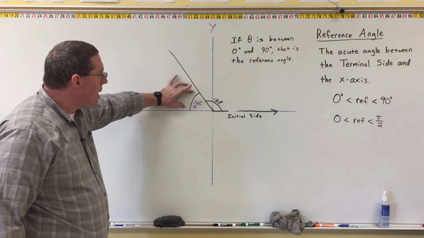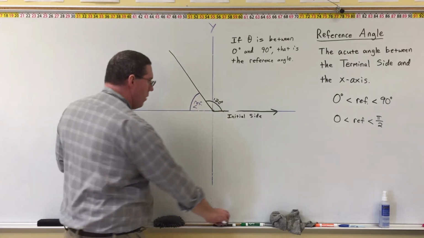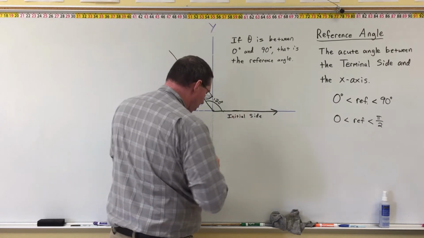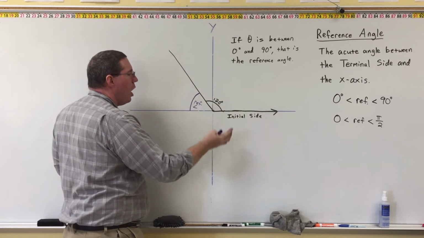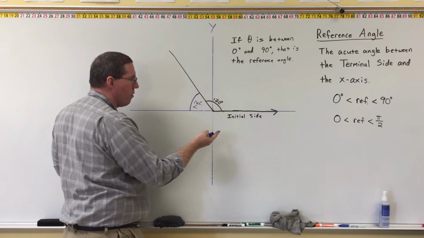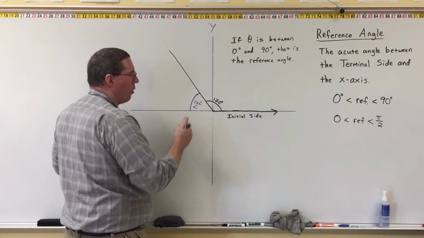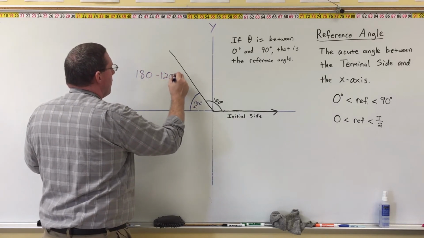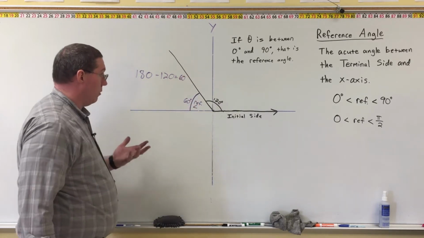So if I ask you what is the measure of the reference angle, you may not know how to do this, but we do know that when we go from the initial side over to the x-axis on this side, that creates 180 degrees. So we know that this 120 plus the reference angle is going to equal 180 degrees. And so all we have to do is subtract 120 from 180 degrees, and we get our reference angle. And so we just do 180 minus 120, and that equals 60. So our reference angle here is a 60-degree angle, okay?